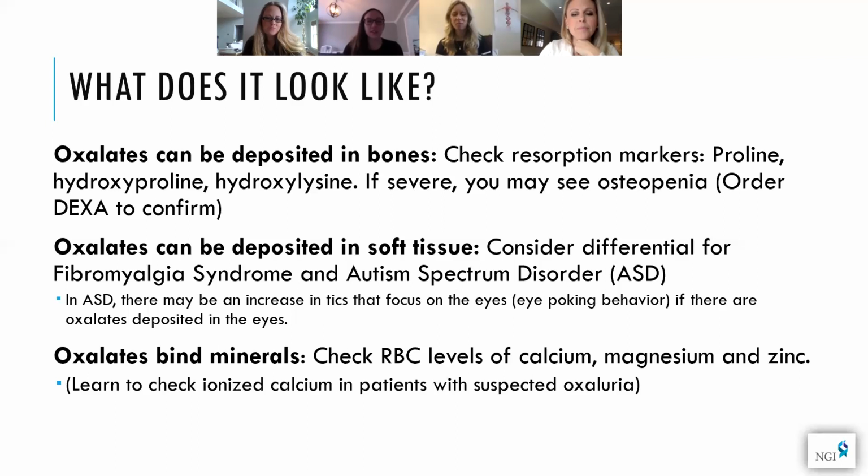And then, of course, it can also be deposited in the soft tissue. Michelle mentioned a little bit about autism spectrum disorder. We see a lot of kids, especially with the eye poking behavior, when that's actually oxalate crystals that have accumulated within the eye tissue. And then, of course, fibromyalgia, which I feel is becoming more and more common. A lot of times it's because of that muscle or joint pain that people are experiencing from these oxalate crystals.